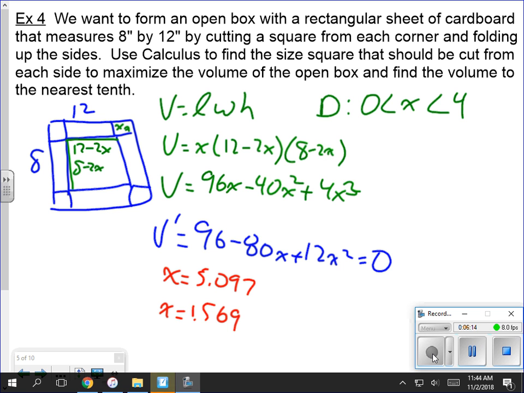However, one of those is outside my domain. So that's how much I cut out of each side. Just a little more than 1.5 inches. And that will give me my maximum.